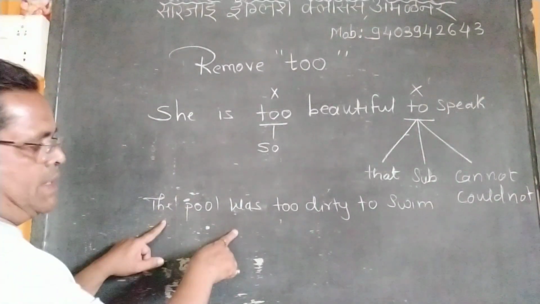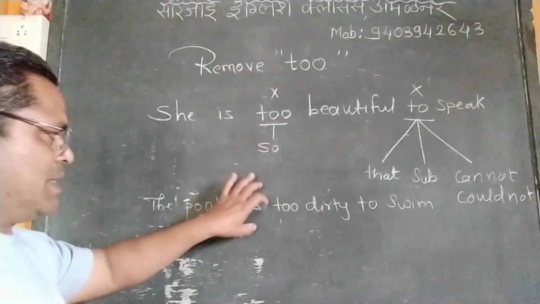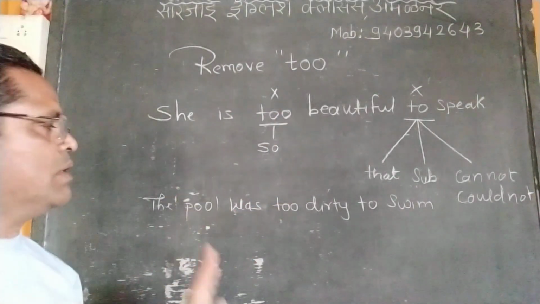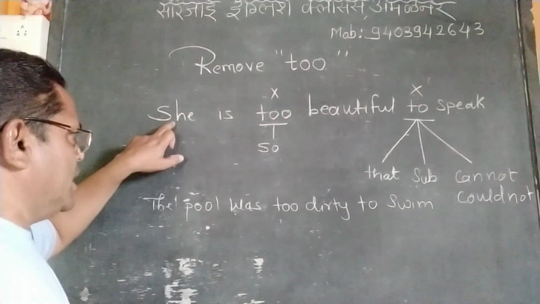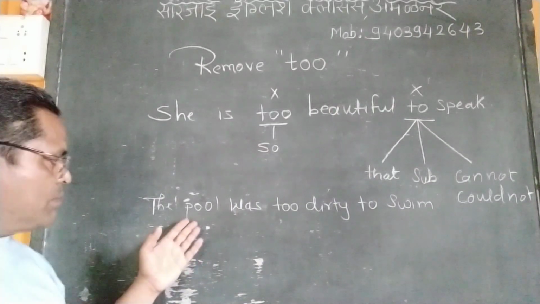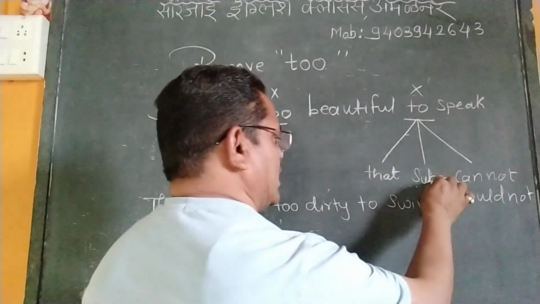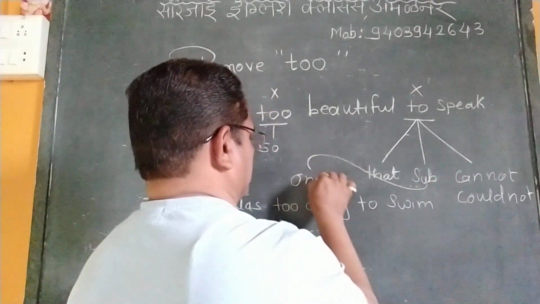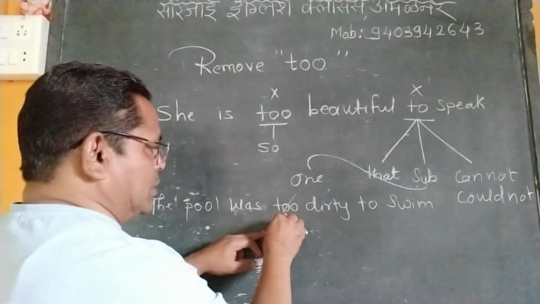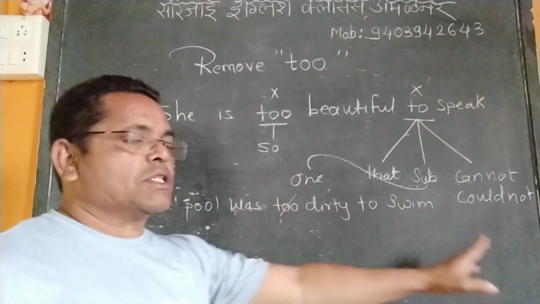Now see this sentence: The pool was too dirty to swim. Such types of sentence are, to some extent, different from this sentence, because here the subject is "she" in the earlier sentence, and here it is "the pool", this type of subject. How can we use the subject here? Now it is necessary here to use "one". The pool was so dirty that one could not swim.